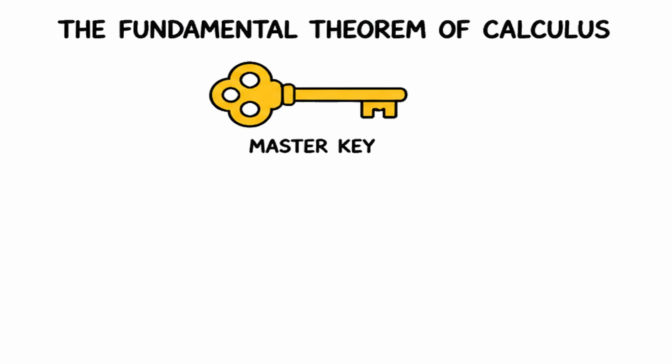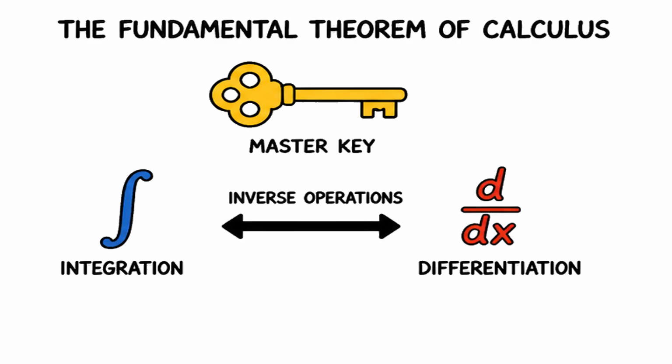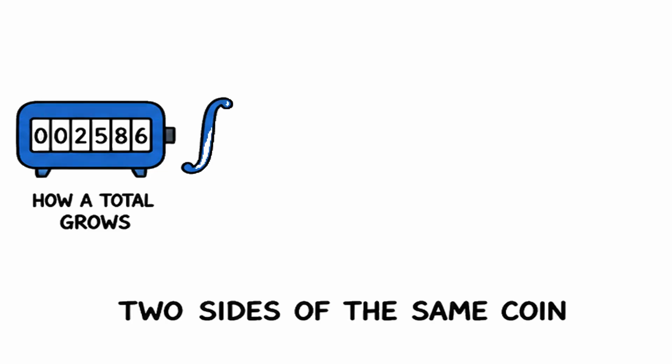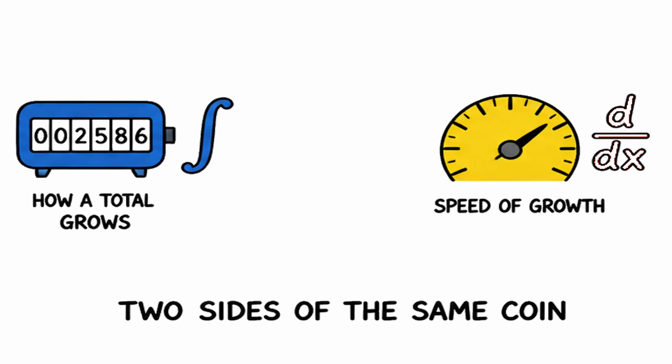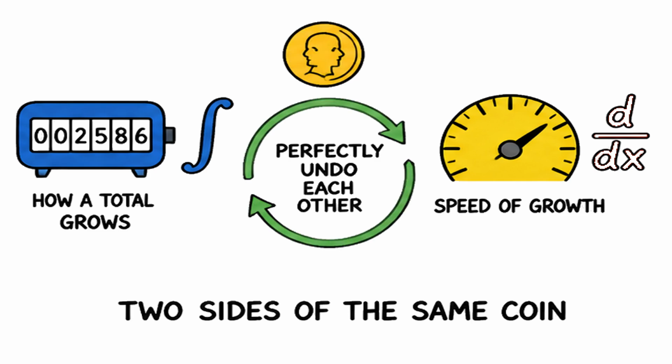This master key is the Fundamental Theorem of Calculus. It proves that integration and differentiation are perfect inverse operations, like multiplication and division. One tracks how a total grows. The other measures the speed of that growth. They perfectly undo each other.